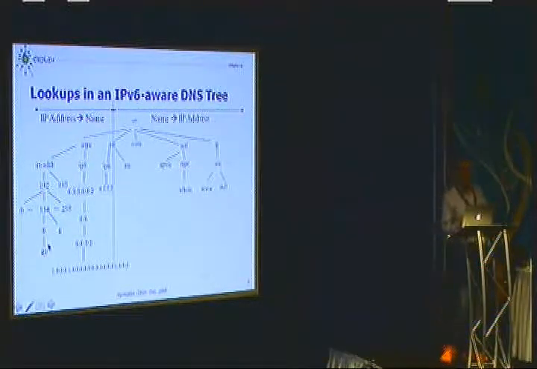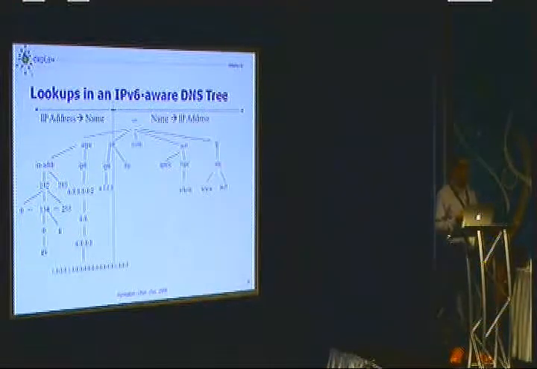The reverse tree is, as I said, basically used by mail servers to identify possible spammers, because normally you don't expect to receive mail from residential addresses, so it's very easy to identify that it's not a mail server using the reverse tree. So it's one of the main uses of the reverse DNS.